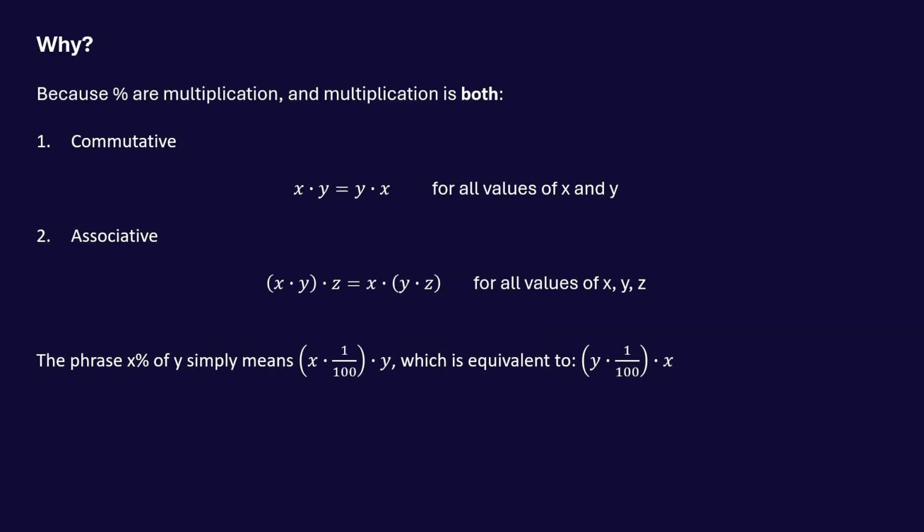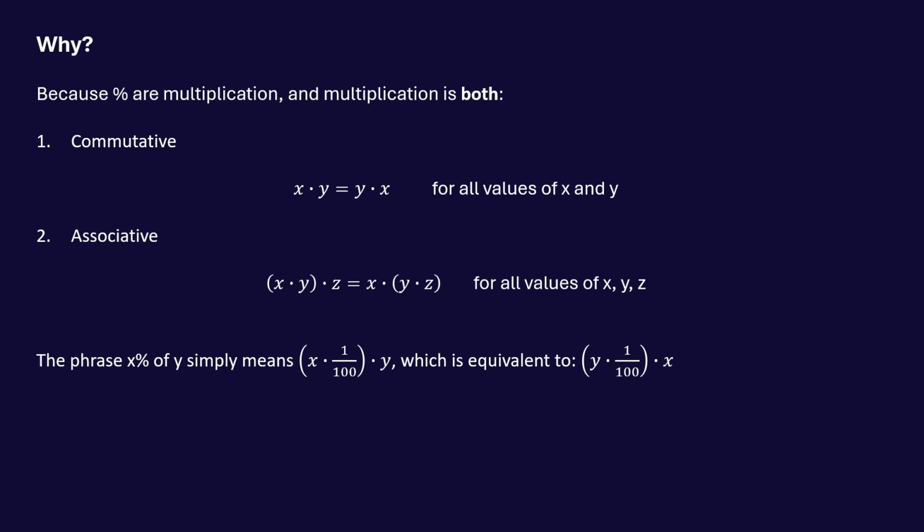Well, it's because percent are multiplication, and multiplication is both 1, commutative, and 2, associative. So look at number 1 first. x times y is the same as y times x. That's the same for all values of x and y, so it doesn't matter which order you multiply the two.